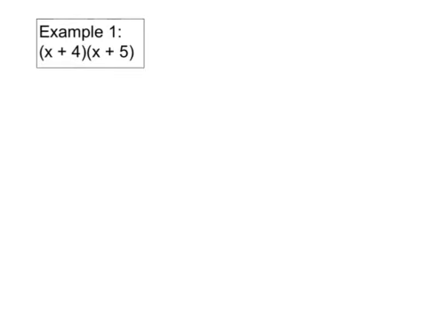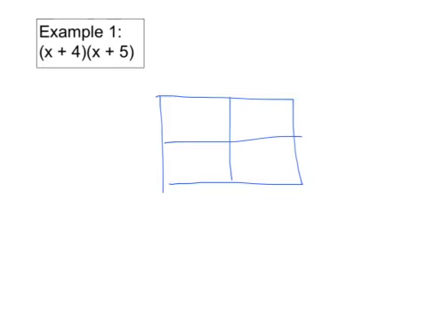Alright, so in example number 1, we have the binomial x plus 4 times the binomial x plus 5. To solve this, we need to do step 1, which is draw a box, split it into 4, just like that. I'm going to take this first binomial right here, and I'm going to write it across the top.